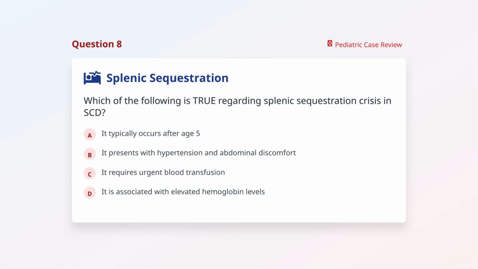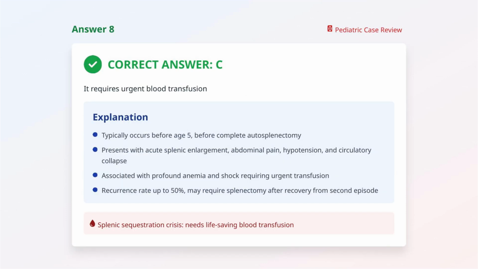Option A, it typically occurs after age 5. Option B, it presents with hypertension and abdominal discomfort. Option C, it requires urgent blood transfusion. Option D, it is associated with elevated hemoglobin levels. Consider the typical presentation, age of occurrence, and emergency management of this potentially fatal complication of sickle cell disease. The correct answer is C.